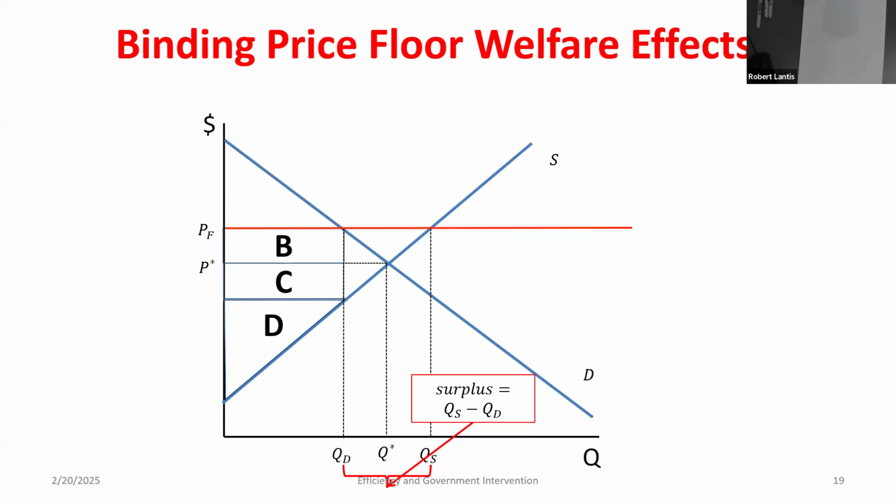Now, C and D were producer surplus before. This area B used to be consumer surplus, but with a price floor, we've transferred what used to be consumer surplus to producers. So producers will see some gain of area B.